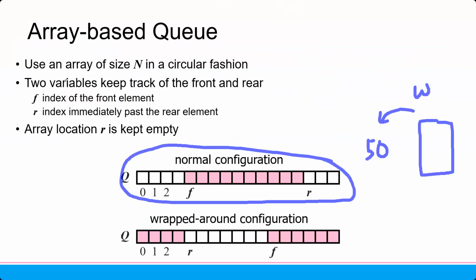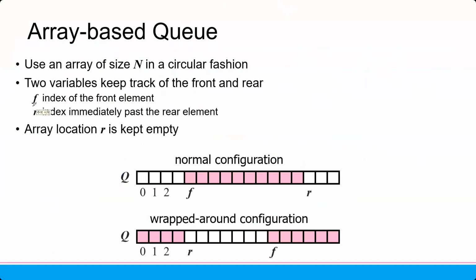So in this array-based queue, we have two variables. The two variables indicate where the front element is and where the rear element is. Array location R is kept empty. So the position R is empty.